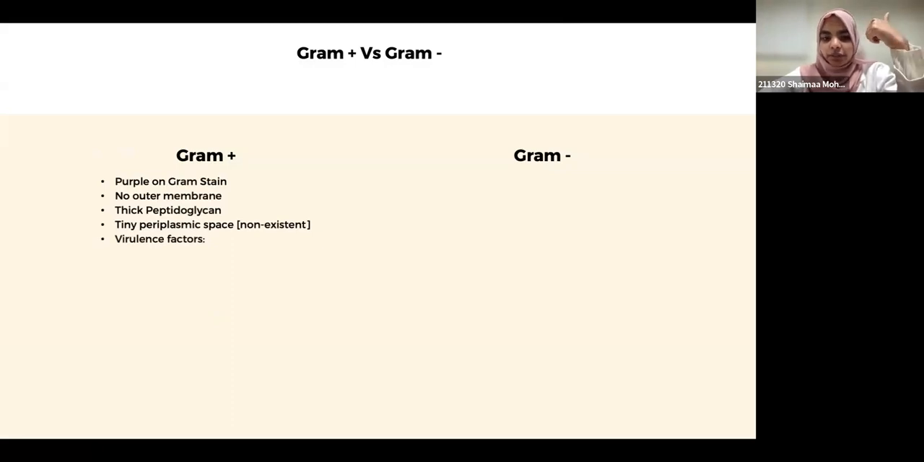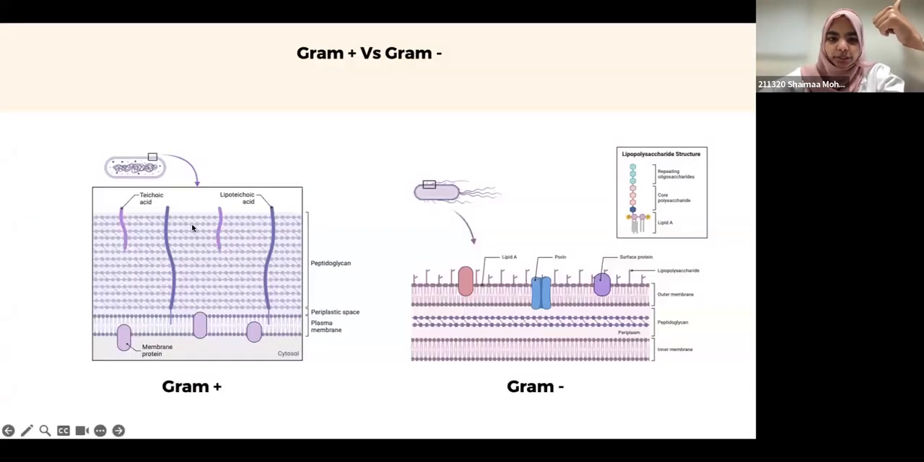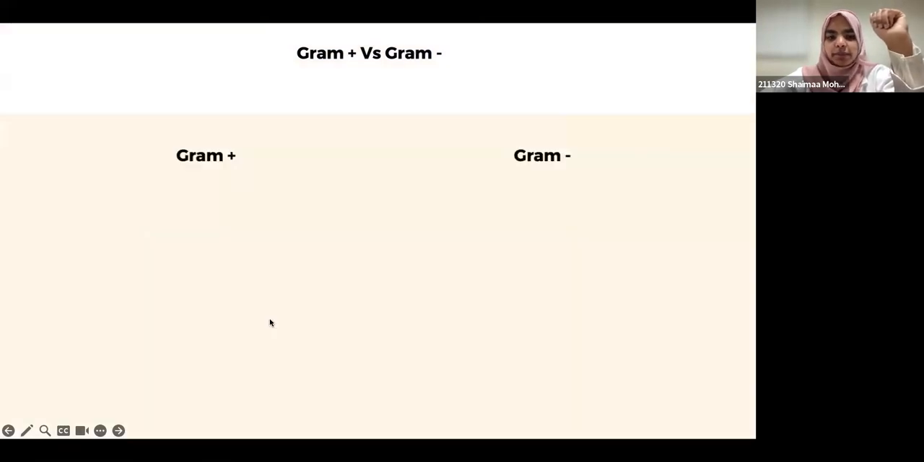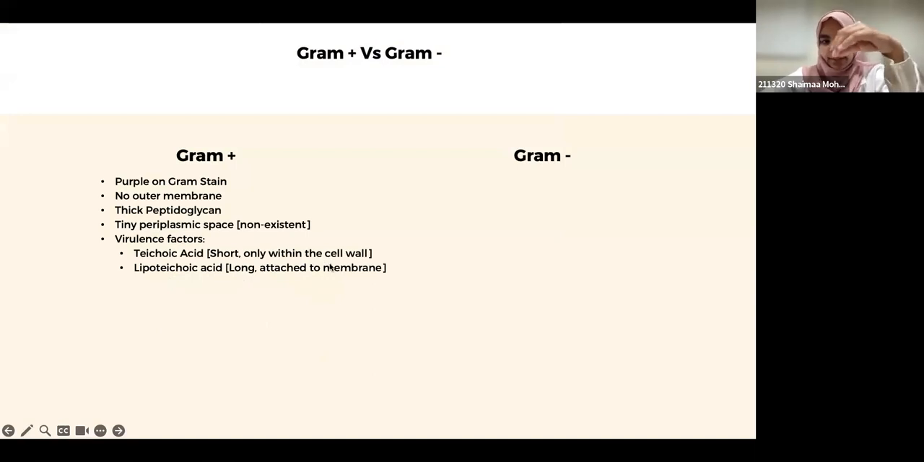And the virulence factors of a gram-positive bacteria, if you go back, include these two things, which are teichoic acid and lipoteichoic acid. Teichoic acid is a shorter name than lipoteichoic acid, so it's shorter. And lipoteichoic acid is much longer and it reaches the cell membrane, okay? So we said the virulence factor includes teichoic acid, which is short, only within the cell wall. And lipoteichoic acid, longer name, it's long and it's attached to the cell membrane, okay?